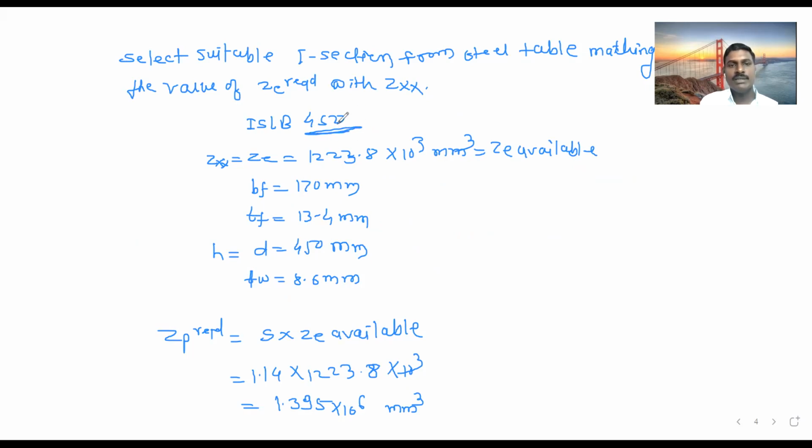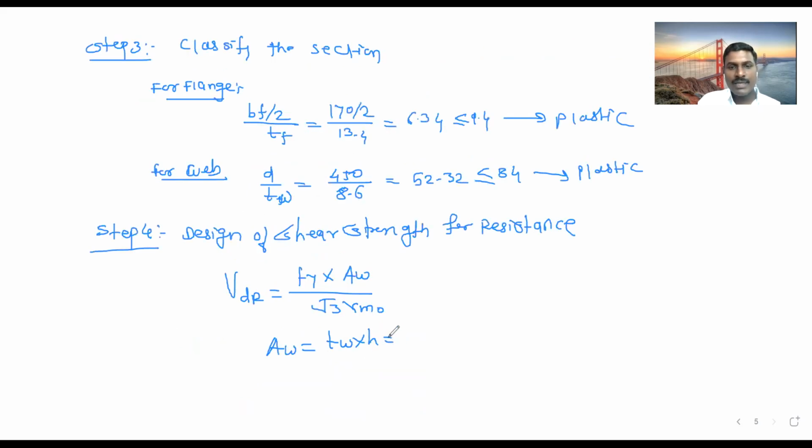Are you getting, everyone? This ISLB 450, ISLB 300, ISLB 500, ISLB 400. Whatever the 400, 300, 350, 450, 500 value is, this value will be H or D. We are calling it H or D. Are you getting, everyone? Yes, sir. So here TW is 8.6 and H is 450. So how much is this area? AW, area of web. AW is nothing but area of web.